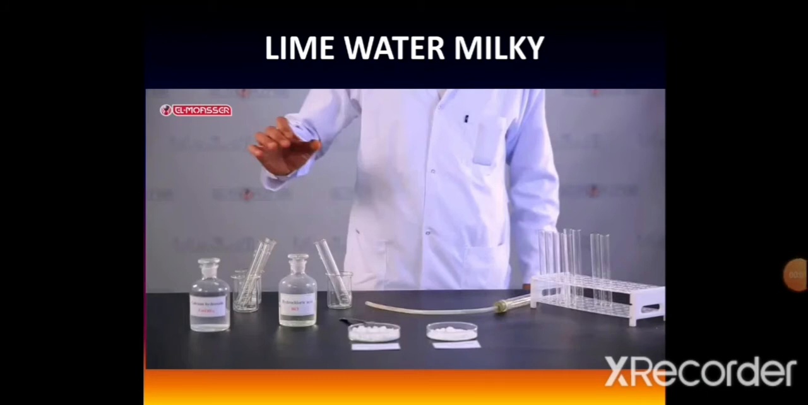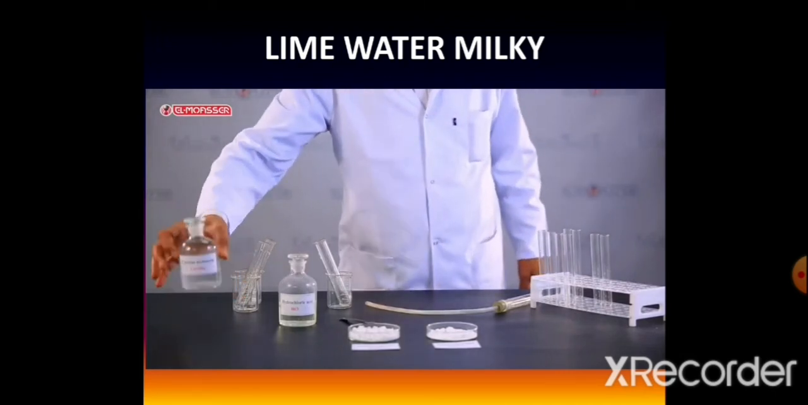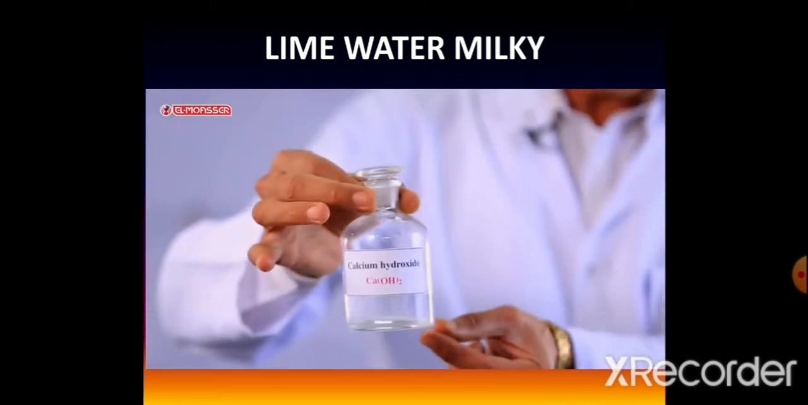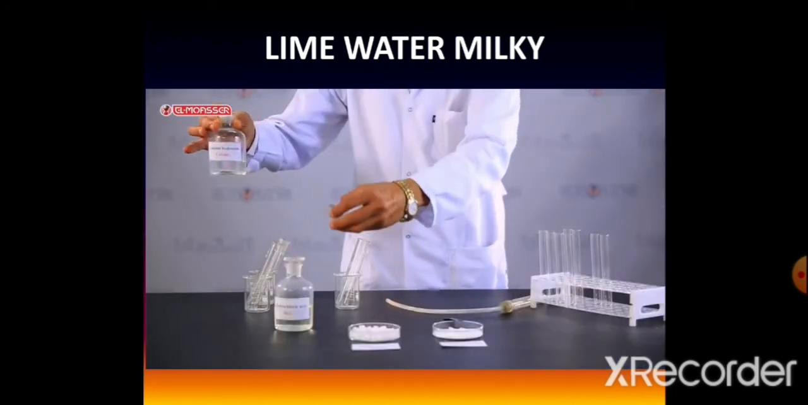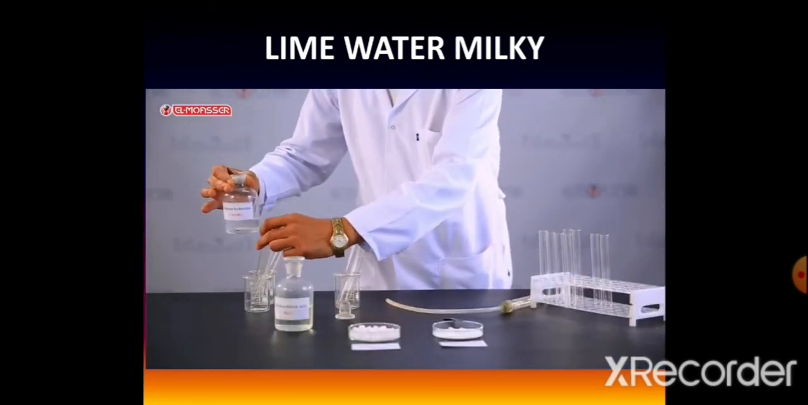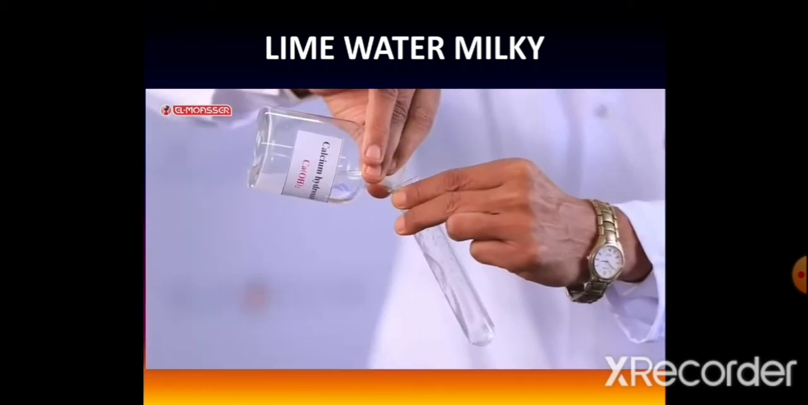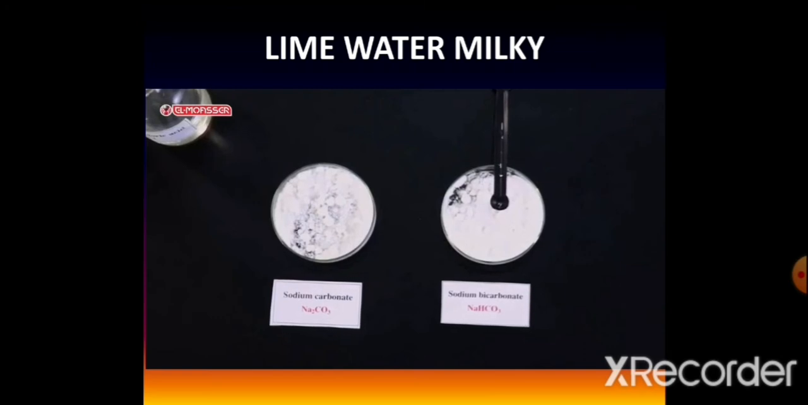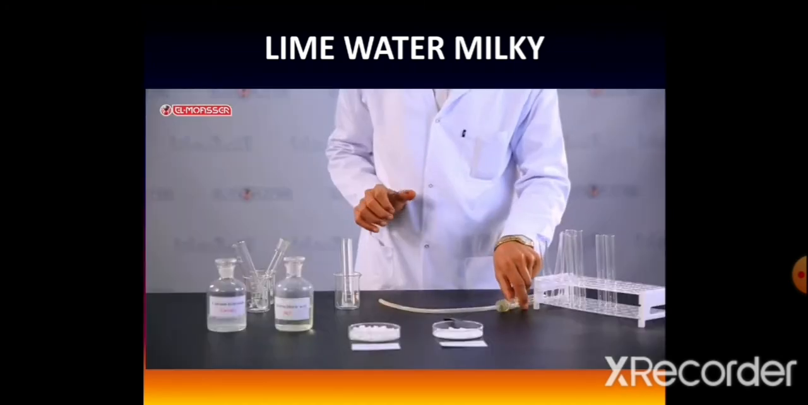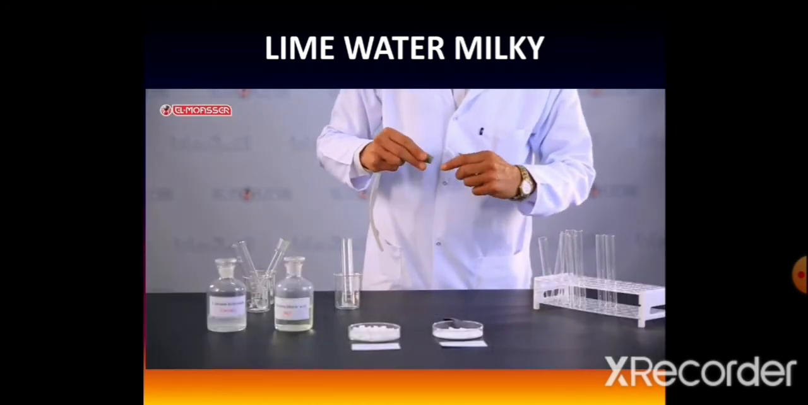The same activity we will study if excess CO2 gas is passed through the lime water. Then what will happen? See now. Students, we will take calcium hydroxide solution as the lime water. It is slaked lime. Another salt we will take into the flask, which is weakly basic in nature: sodium carbonate and sodium bicarbonate.